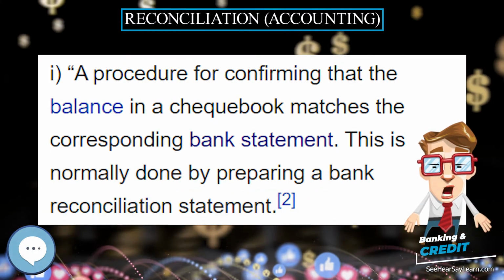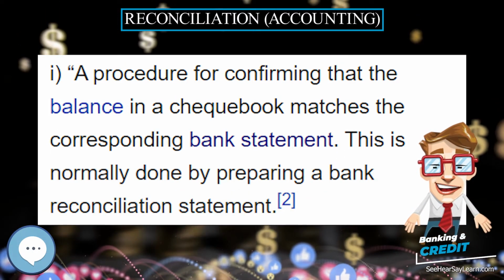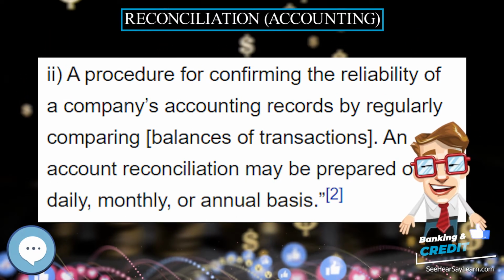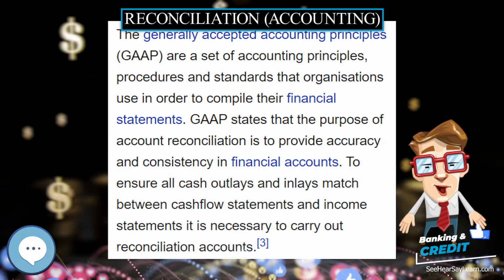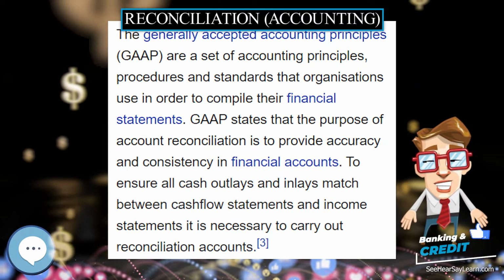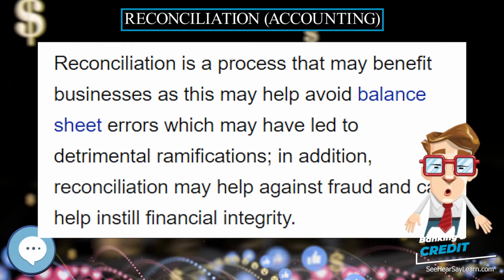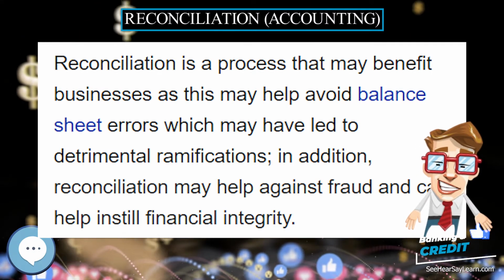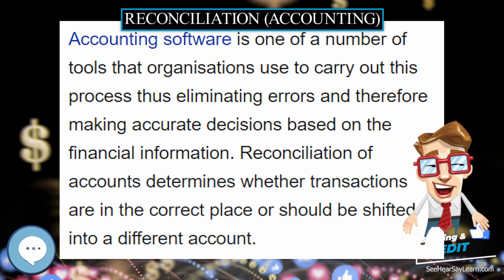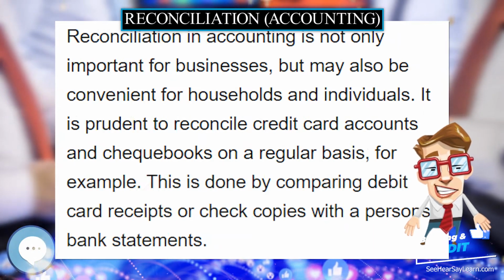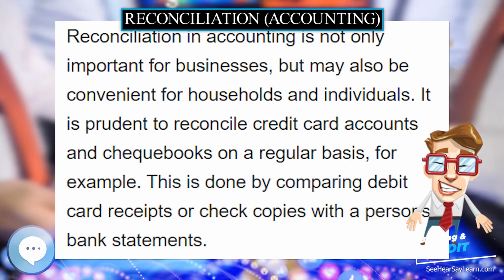Definition. The following two definitions are given by the Oxford Dictionary of Accounting. 1. A procedure for confirming that the balance in a checkbook matches the corresponding bank statement. This is normally done by preparing a bank reconciliation statement. 2. A procedure for confirming the reliability of a company's accounting records by regularly comparing them. An account reconciliation may be prepared on a daily, monthly, or annual basis.